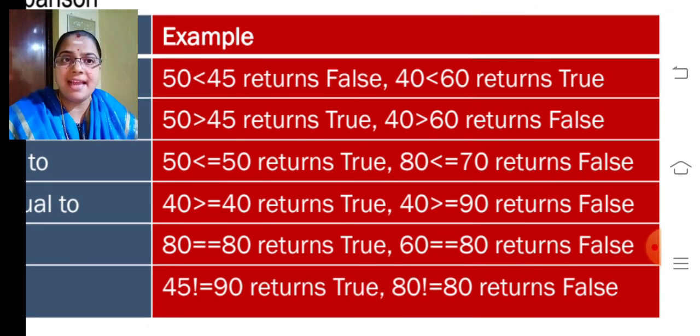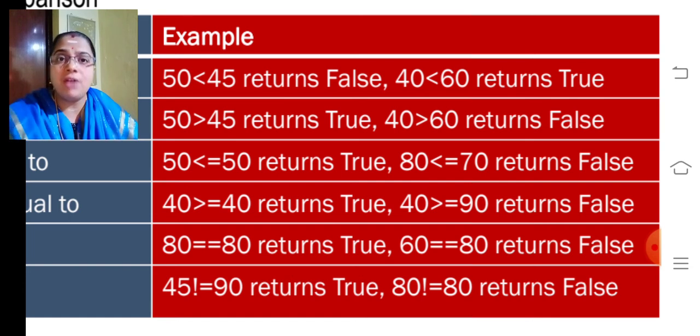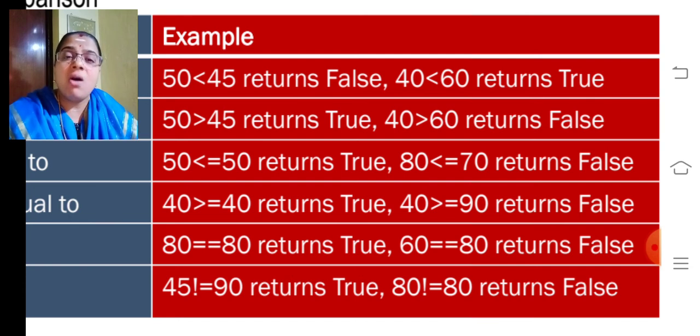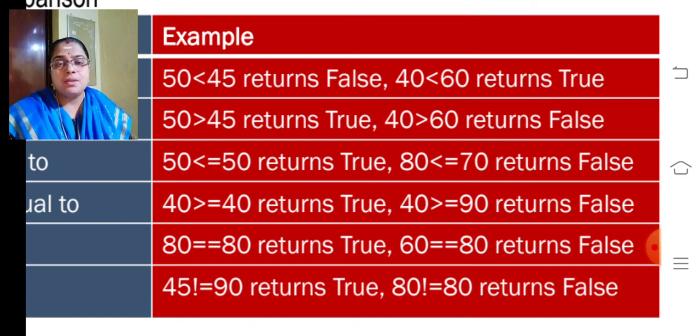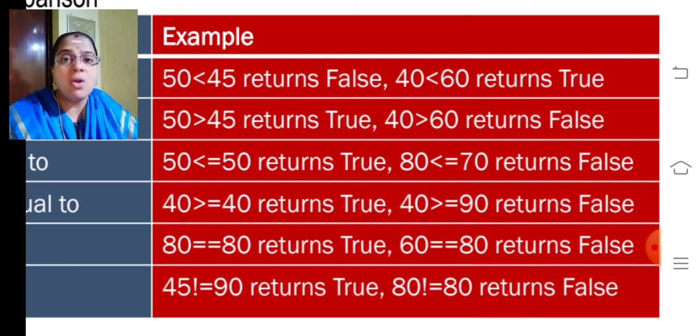50 less than 45, which returns false. That means what? The interpreter will compare 50 with 45 and all the relational operators will give the result in the form of true or false only. My dear children, I'll repeat. The result of a relational operator and a logical operator will always be true or false.